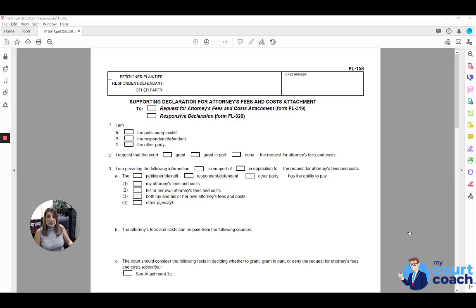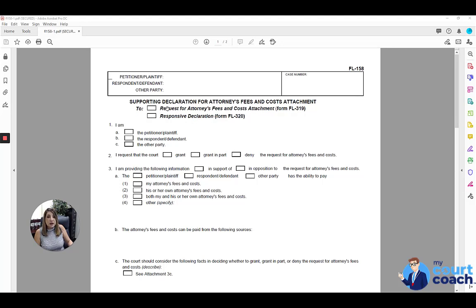I'm Sarah, and I'll be your instructor today as we go over the supporting declaration for attorney fees and costs attachment, also known as Form FL-158. As with all our court forms, you want to start off by filling in your identifying case caption information at the top. This is a form that you could use in lieu of writing a personal declaration explaining to the court why you need attorney fees, or if you've been served with a request for attorney fees, you can use this to indicate why you don't believe you should have to pay attorney fees or contribute to them.